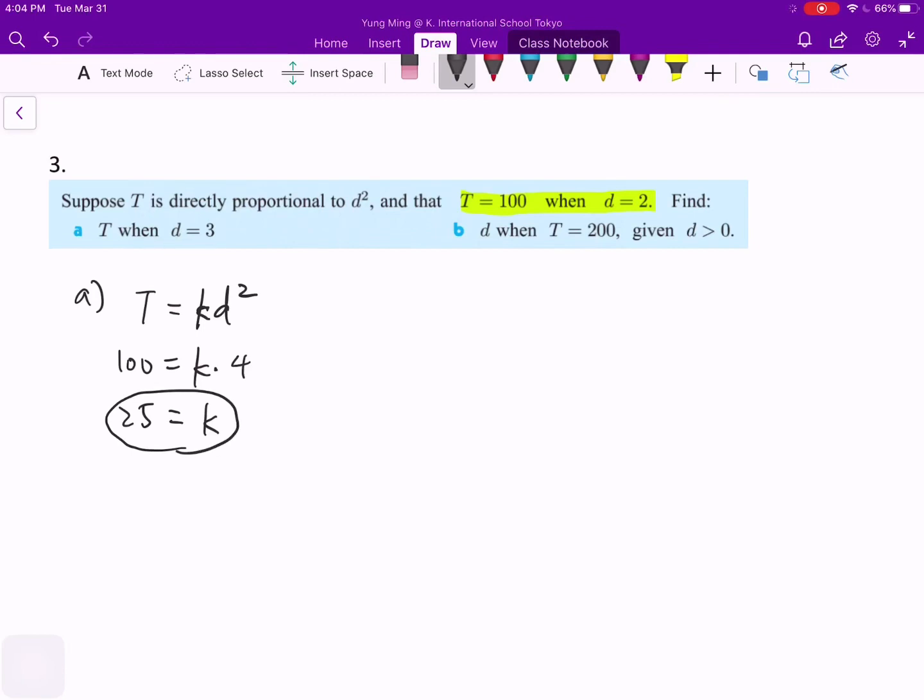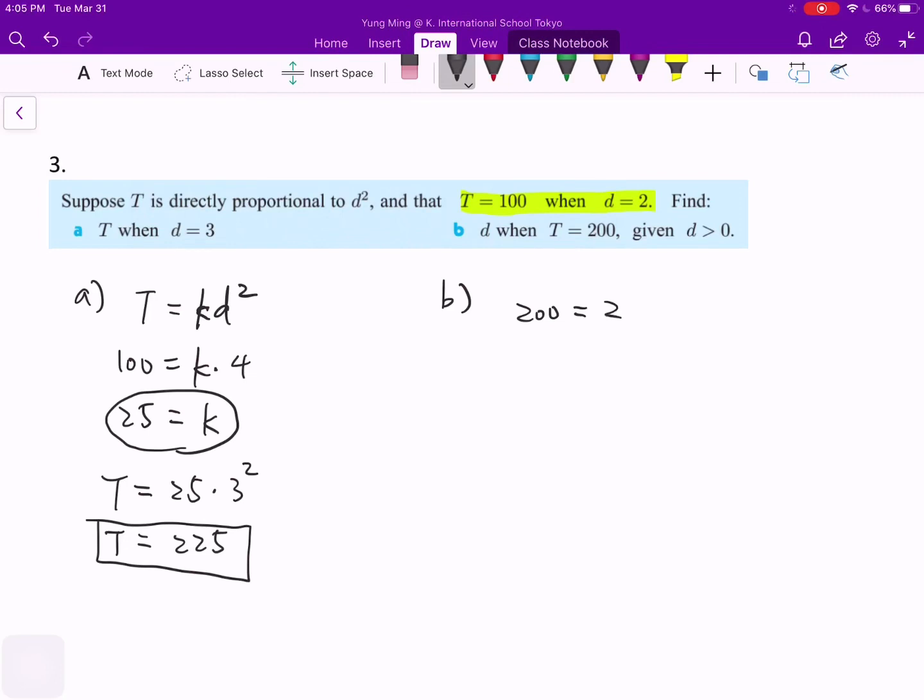All right, part a, we're going to find our t. d is equal to 3. So 25 times 3 squared, which is 9, and we're going to get 225 for our t. And that's part A. Part B, we get to use exactly the same equation, except in this case, instead of plugging in d, we're going to plug in t. Okay, so t is equal to 200.